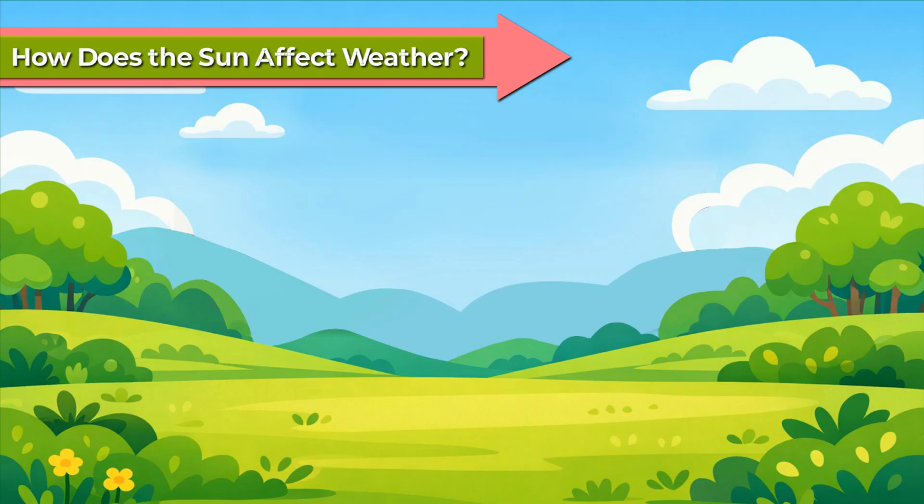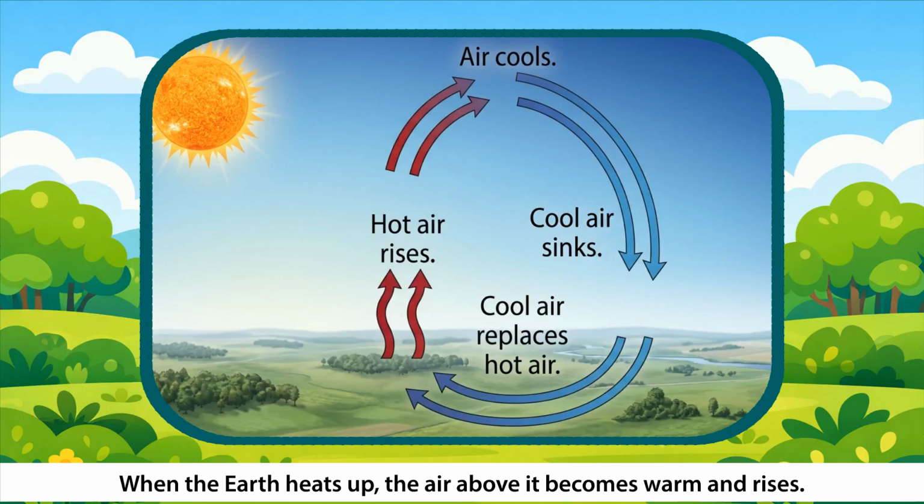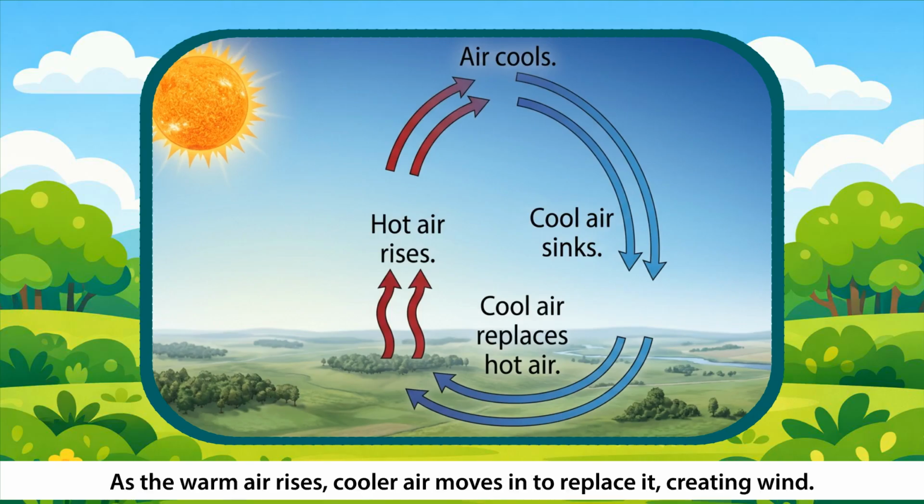How does the sun affect weather? The sun gives energy to the earth by heating its surface. When the earth heats up, the air above it becomes warm and rises. As the warm air rises, cooler air moves in to replace it, creating wind.